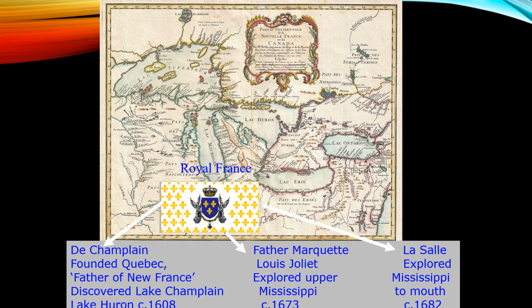So I have there some of these other explorers. De Champlain is there, the father of New France, discovered Lake Champlain, Lake Huron. Marquette and Joliet, they explored the upper Mississippi in 1673. La Salle, he's going to go down there in 1682. You saw that. We talked about that earlier. And so this is that area, that Pays d'en Haut region, that the French are going to be very, very influential in. So with that in mind, let's have some conclusions.